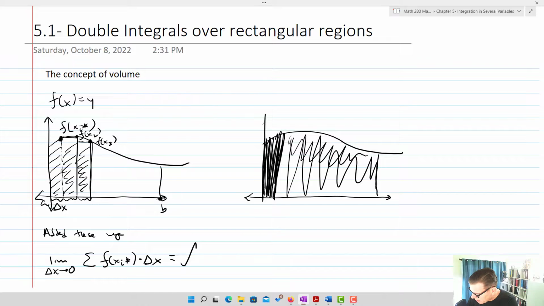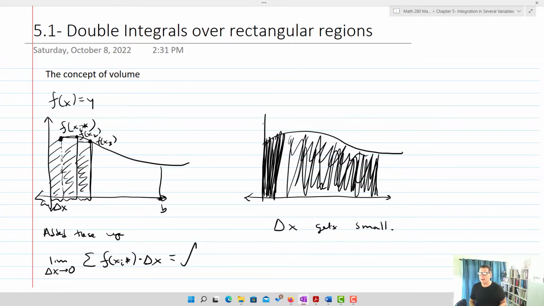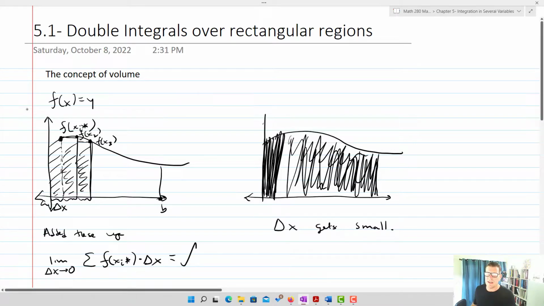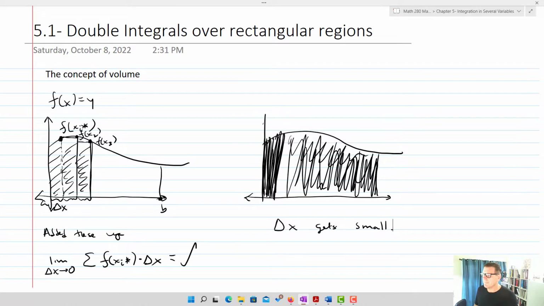Okay, and that's our concept when we're talking about integration in 2 dimensions. When we talk about integration in 2 dimensions, that's kind of like what we're dealing with, right? This is like delta x gets small. It's really small. So we're going to get kind of a parallel here when we talk about integrals in now 3 dimensions. Okay, so let's just give that a second.